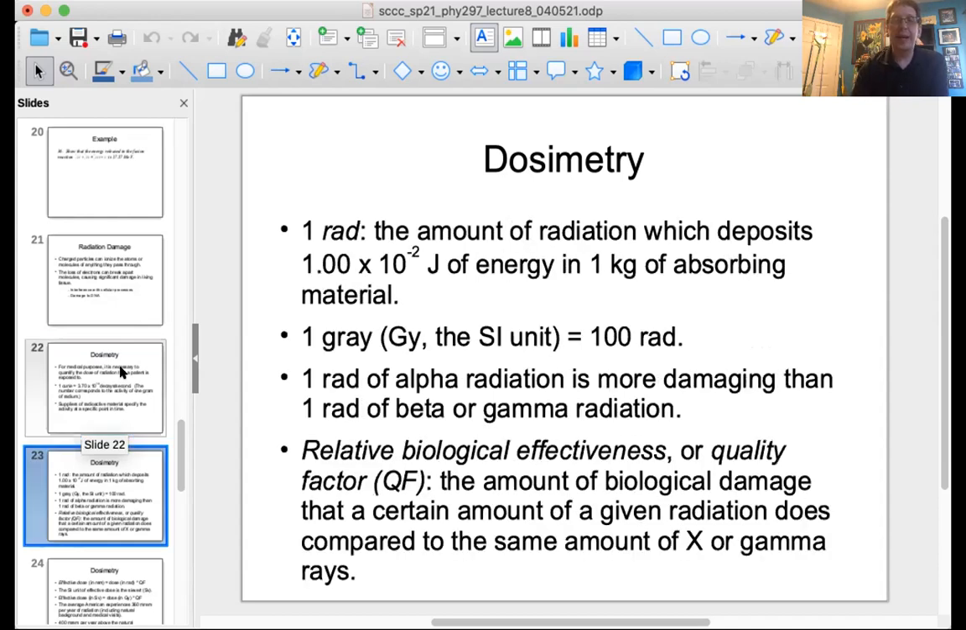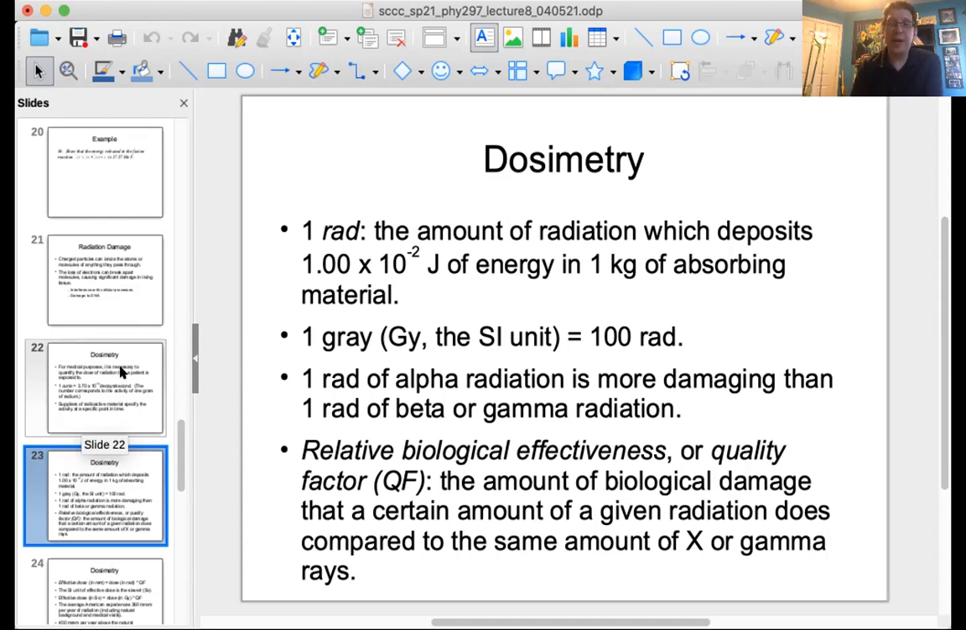So you can also talk about the amount of radiation absorbed in terms of energy per kilogram. And so 1 rad, which is a common unit, it's not the SI unit. We'll talk about that in a second. But 1 rad is the amount of radiation corresponding to 1.00 times 10 to the negative 2 joules of energy per kilogram of absorbing material. And 1 gray, the SI unit, corresponds to 1 joule of energy per kilogram, which is 100 rads.